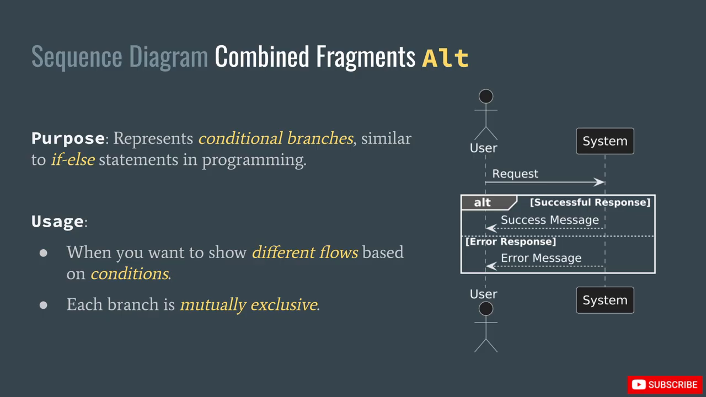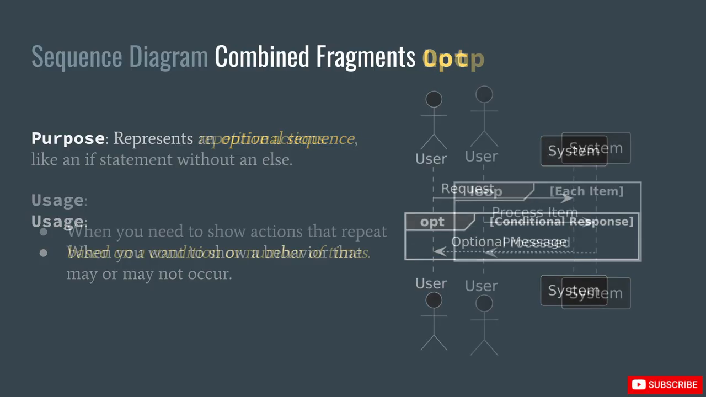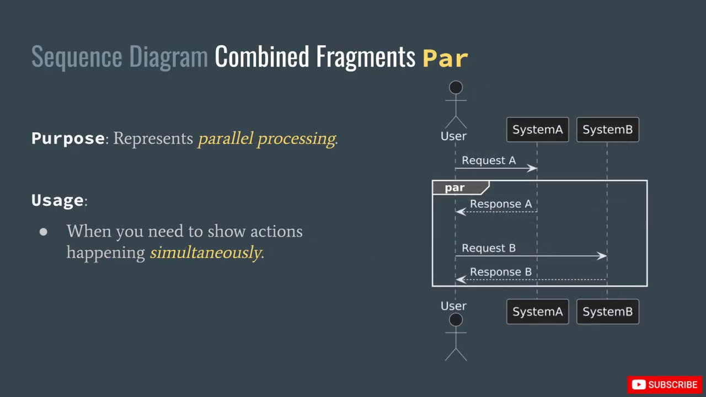Alt is your go-to for showing conditional branches, much like if-else statements in programming. You use it when you need to depict different flows based on conditions, with each branch being mutually exclusive. Opt shows an optional sequence, kind of like an if statement without an else. Use it when you need to depict behavior that may or may not happen. Loop is used to represent repetitive actions. Use it when you need to show actions that repeat based on a condition or a number of times. Finally, par represents parallel processing. Use it when you need to show actions happening simultaneously.